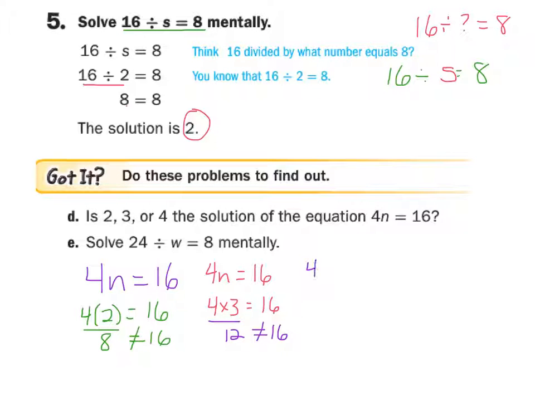We can try the 4n equals 16 and plug in the 4. 4 times 4 equals 16. 4 times 4 is 16. So 4 is our solution. n equals 4.